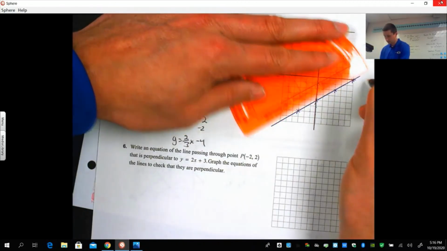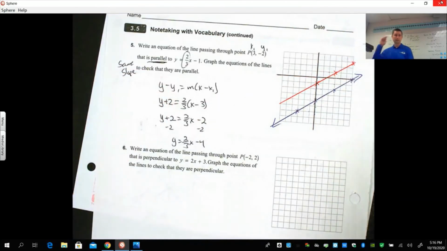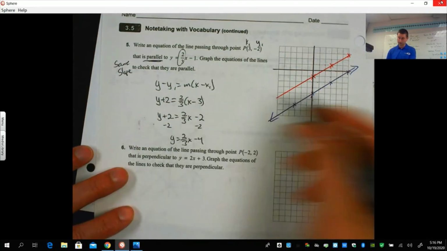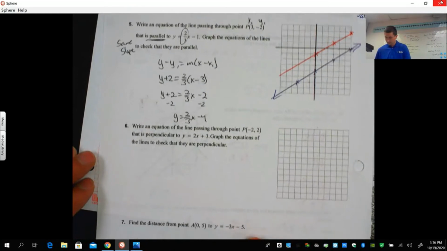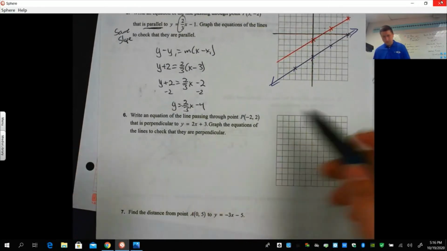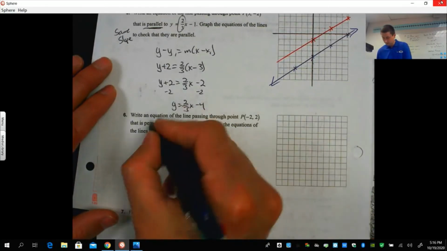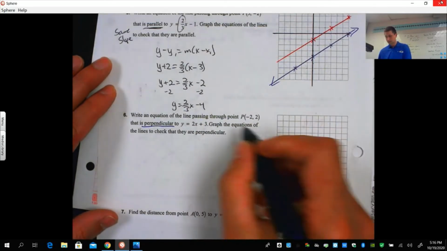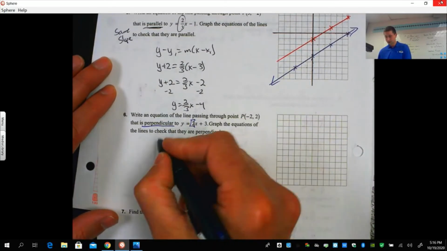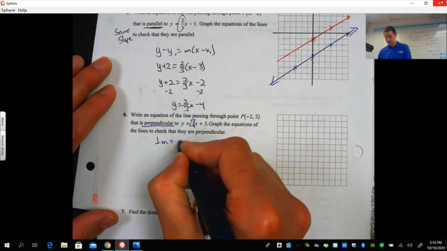So if they're not looking parallel, that means either you did your work wrong or you graphed it wrong. Write an equation of the line passing through negative 2, negative 2. That is perpendicular. So if this slope is 2, our perpendicular slope is going to be negative 1/2.